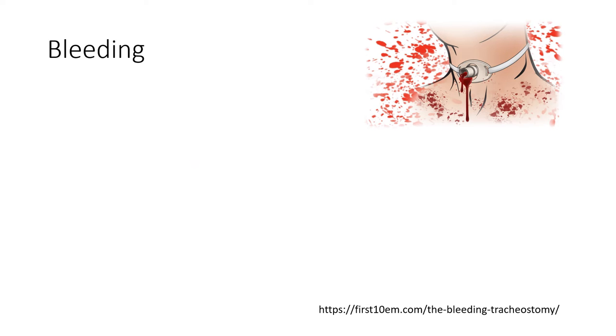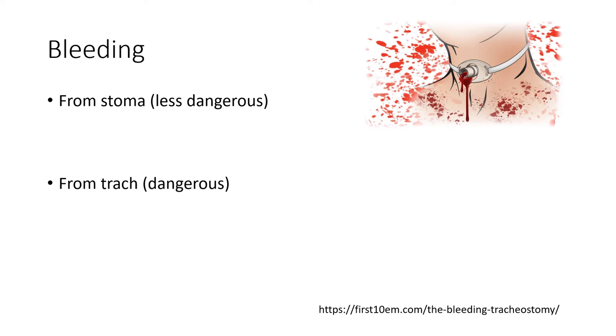distinction. So bleeding can either come from the stoma, which is a bit less dangerous because it's not something that necessarily has a direct contact to the airways, especially if the outer cannula is cuffed. Then the bleeding can only go up. It can still bleed a lot, but it's not as dangerous. But then it can bleed from the tracheostomy itself, like the outer cannula, and that's more dangerous because that can go into the airways.